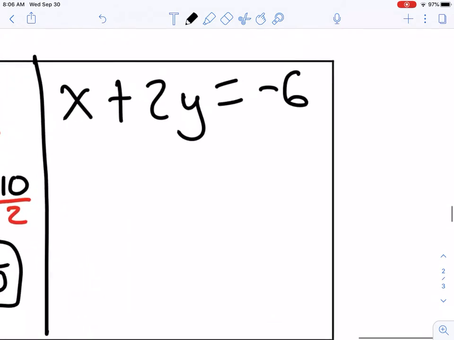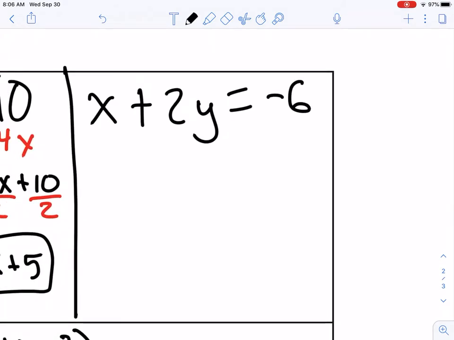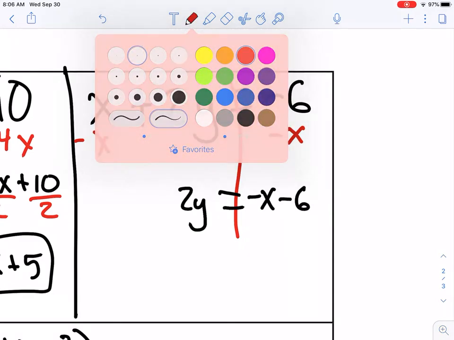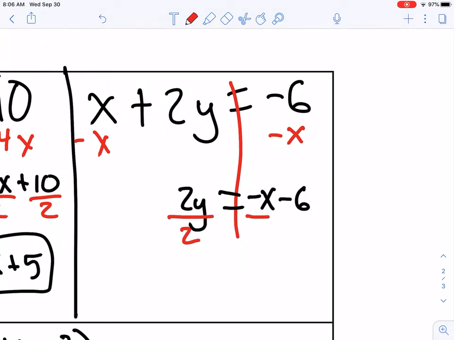For my other equation, again, the way that I can compare them is I have to get y by itself. So I'm going to do that by subtracting x from both sides first. I get 2y equals negative x minus 6. I can't put them together because they're not like terms. And then to get y by itself, I need to divide everything by 2.